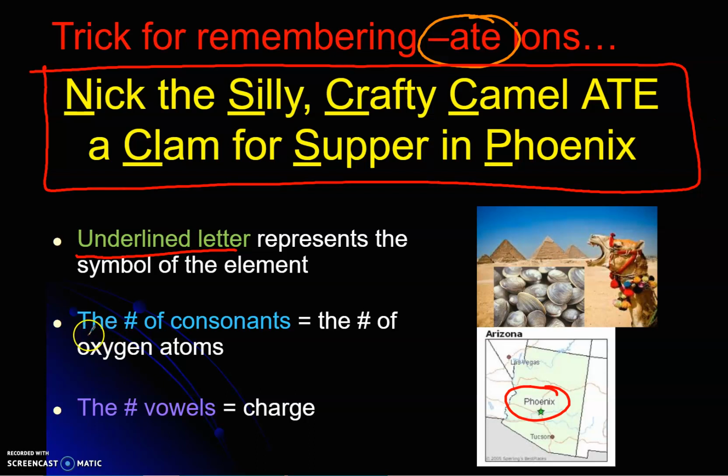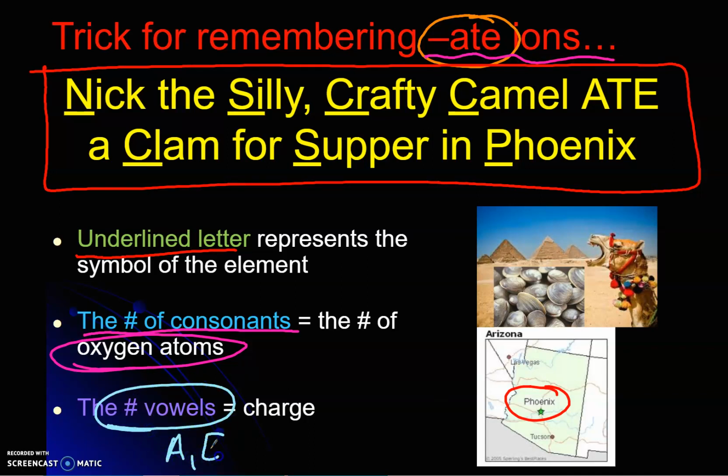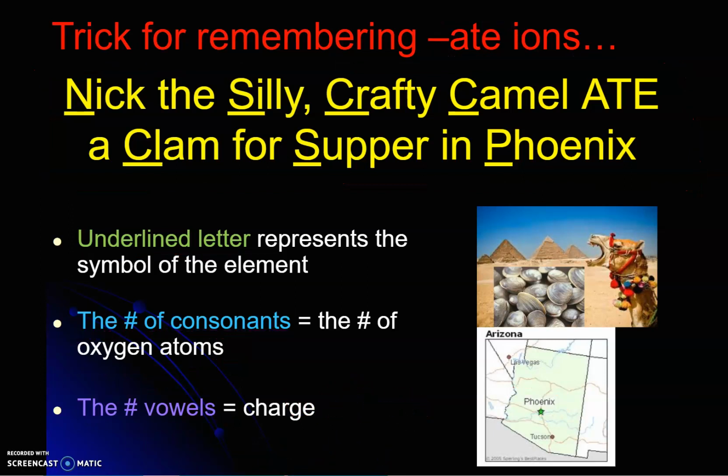Now, when you look at the word, the number of consonants is the number of oxygen atoms that will be in that -ate ending polyatomic ion, whereas the number of vowels, A, E, I, O, U, and Y, will be the charge of the ion. Okay, so let's take a look.